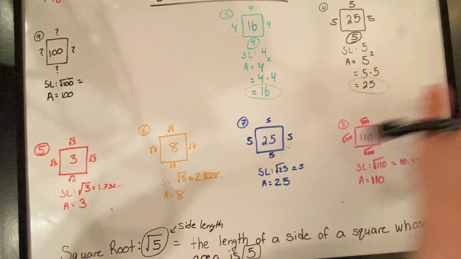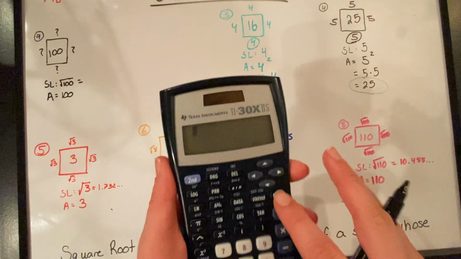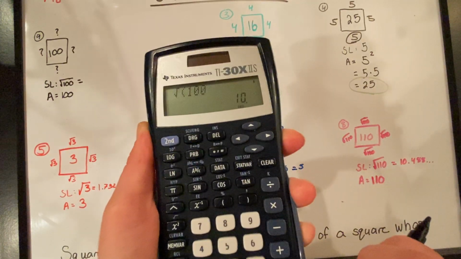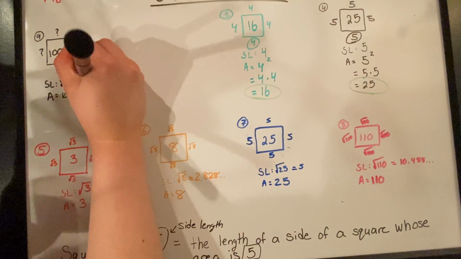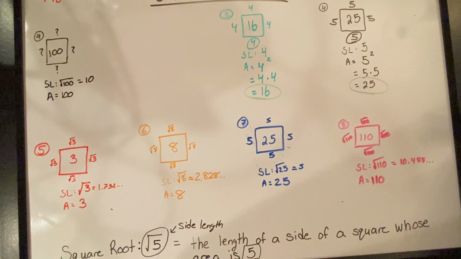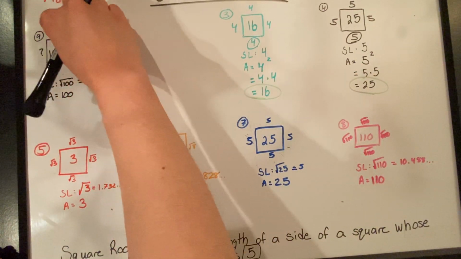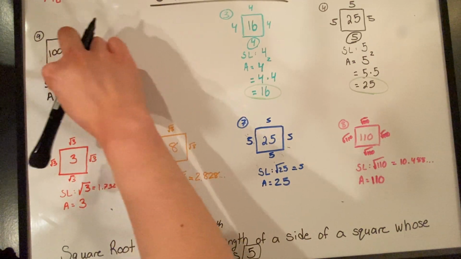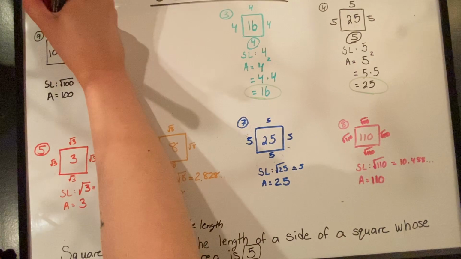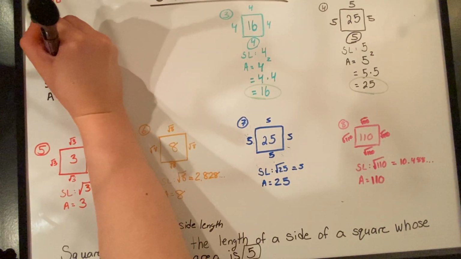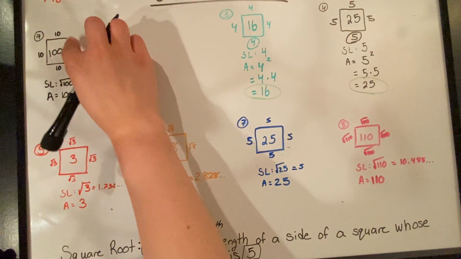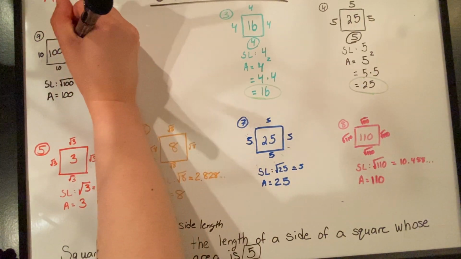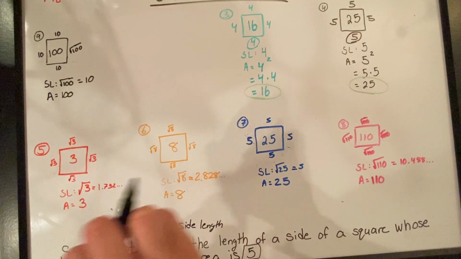So we could plug that into our calculator, the square root of 100. And we get a whole number, which is 10. So that means each side length here is 10. And like stated before, since I'm getting a whole number, not a decimal, I'll just write the whole number. You can write either one. If you want, you can also do square root of 100. It means the same thing. Okay, you could do either one.